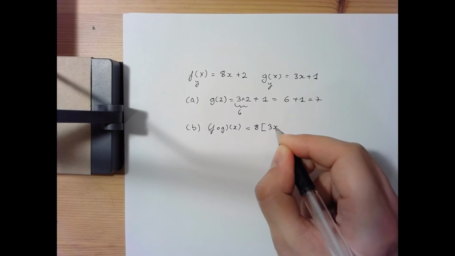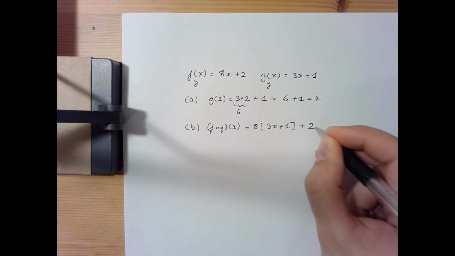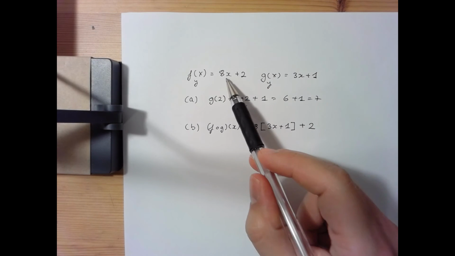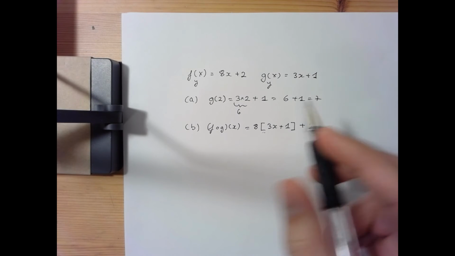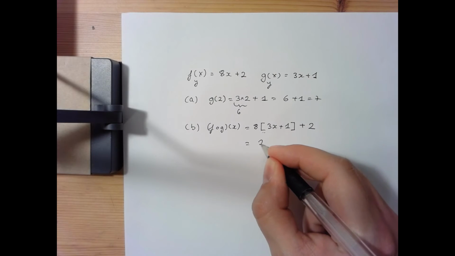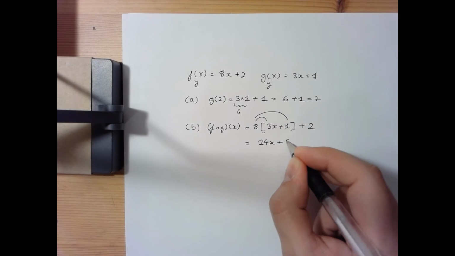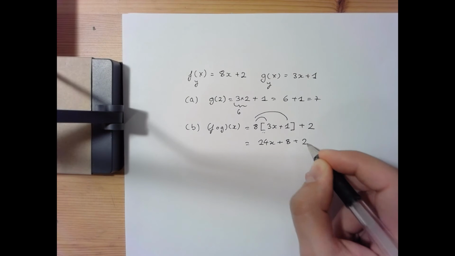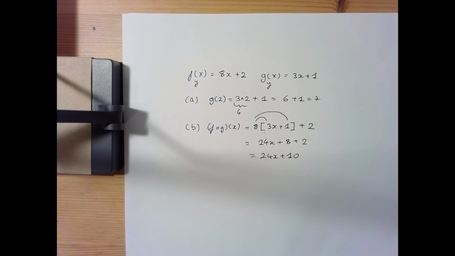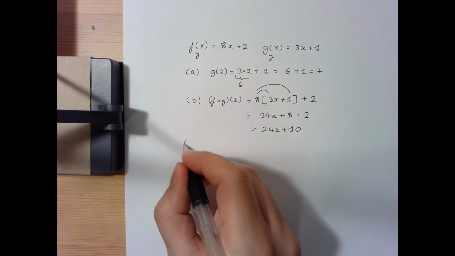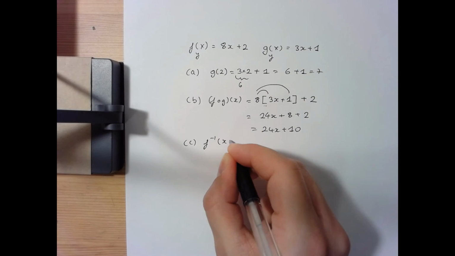So let me show you quickly. So you see here how we have an x, right? Here. And instead of writing x, we just write the g of x inside, okay? And then multiplying out, we get 24x plus 8 plus the 2, giving us 24x plus 10. Okay, fine. Simple enough. The third question now is to find the inverse of f of x.